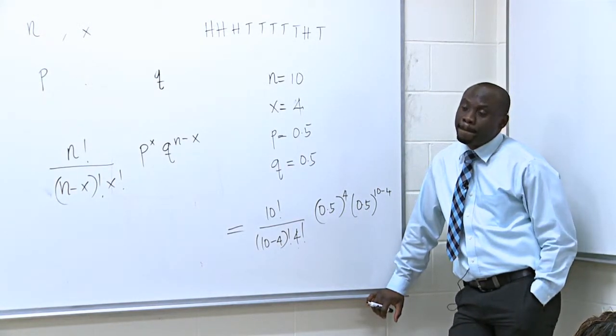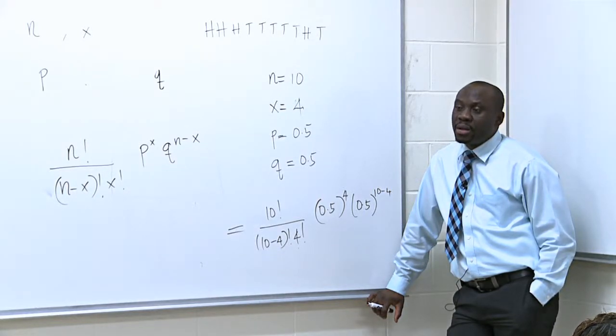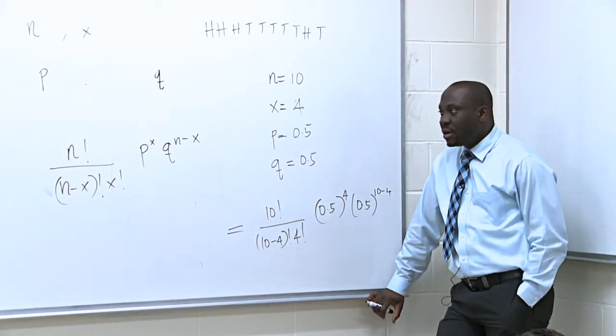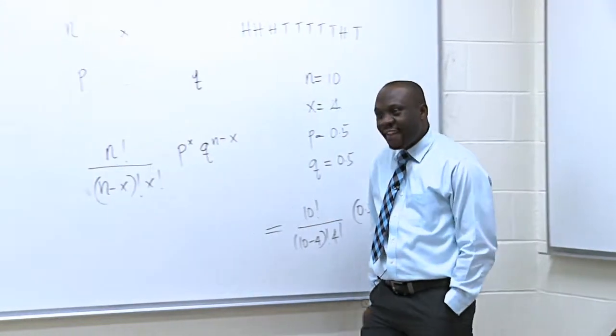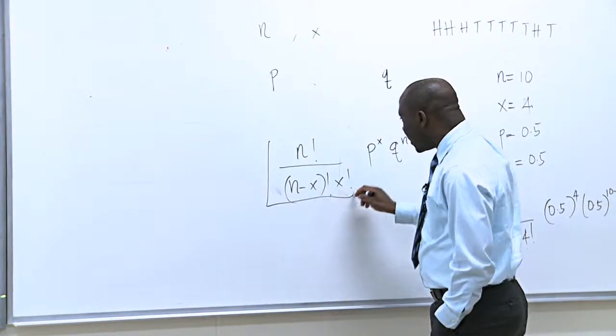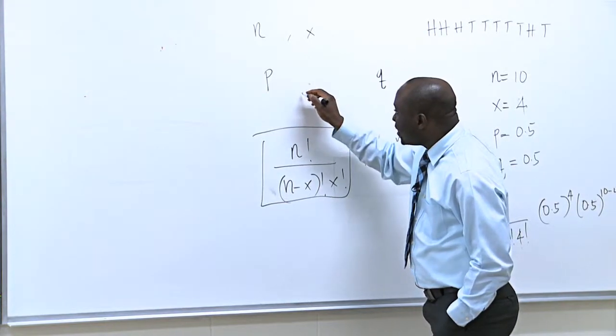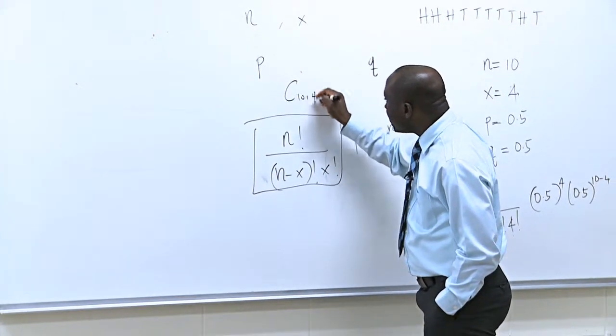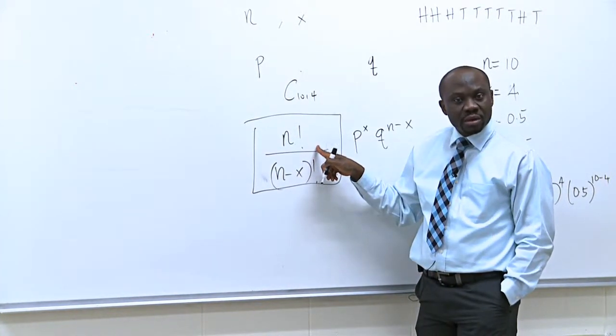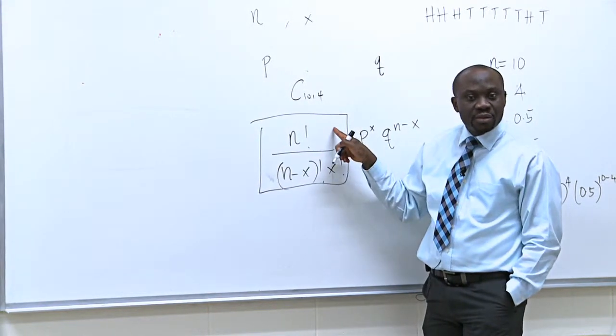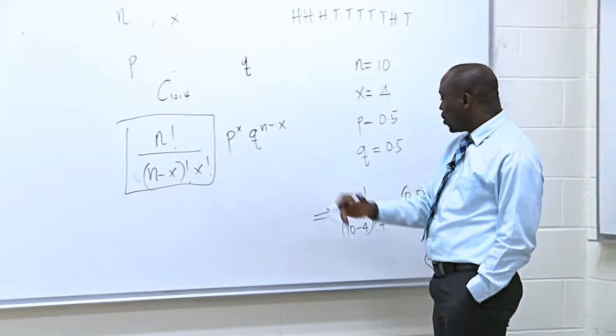So if we were plugging this into your calculator, I've already taught you how to do that. It would be 10 nCr 4, right? This part is C(10,4), the combination formula. So you know how to do that. Then the rest you just multiply by that.